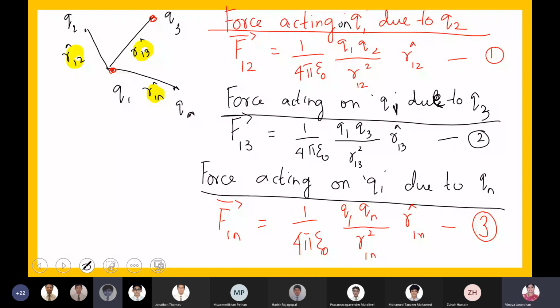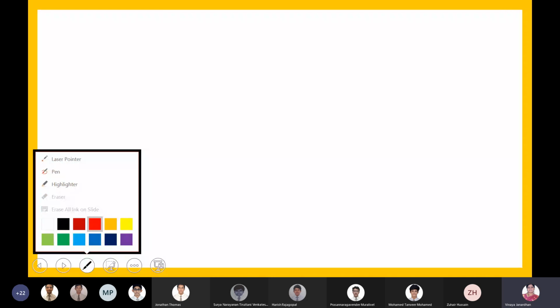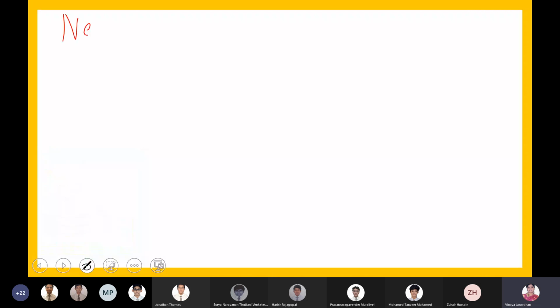You don't take the modulus for R12 squared. Okay, fine. Have you all completed this? Yes, ma'am. Shall I go for finding the total force? Shall I go for the next slide? Yes, ma'am. Now just write. I think you people can also write by yourself: net force acting on Q1.